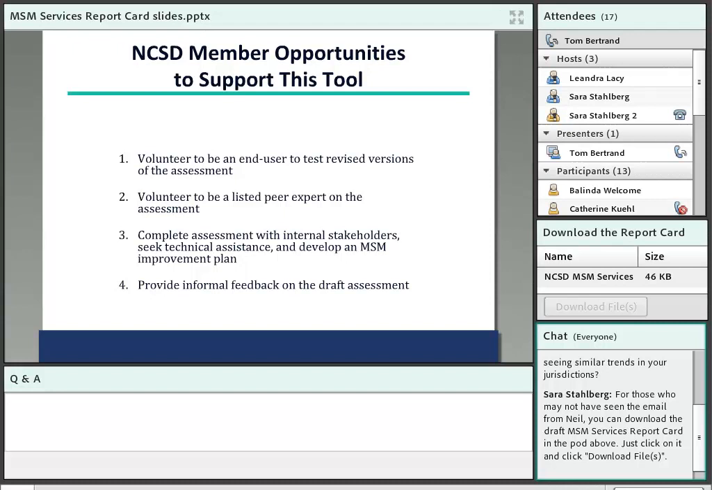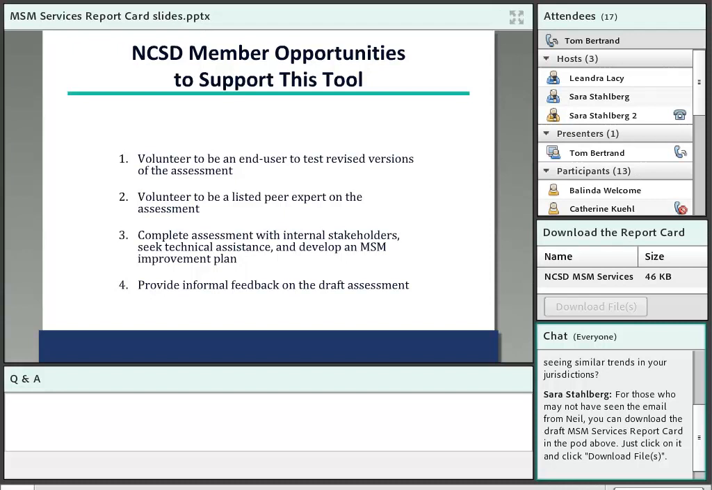What we're looking for, and I think Neel will be reaching out to members of this call and others, are volunteers to be end users to test revised versions of the assessment before we do a complete rollout. We'll be looking for volunteers to be listed as peer experts on the assessment. People have asked me what criteria they have to meet to be a peer expert, and to be quite frank, your willingness to volunteer makes you an expert enough. There won't be any formal process. Clearly, we'll be looking for our members to be experts, as well as recommended partners in the field.